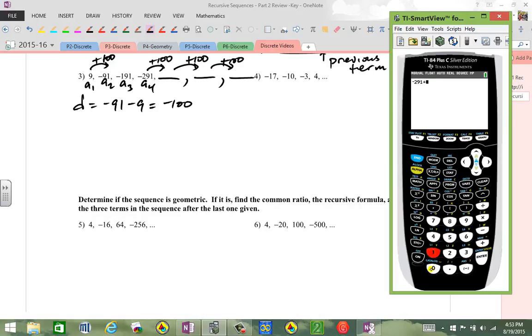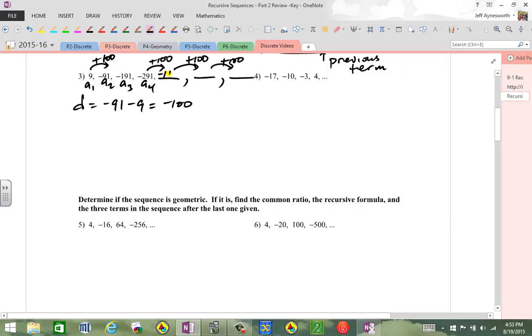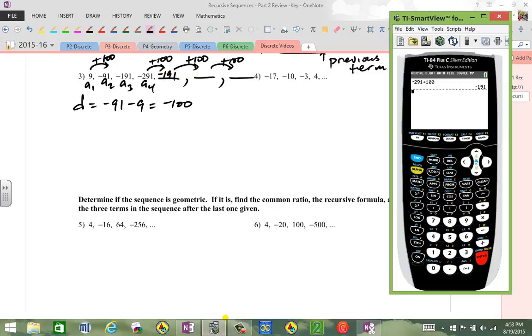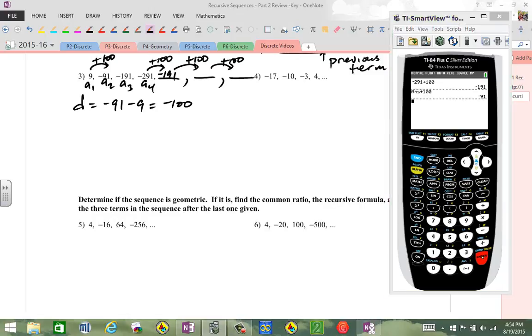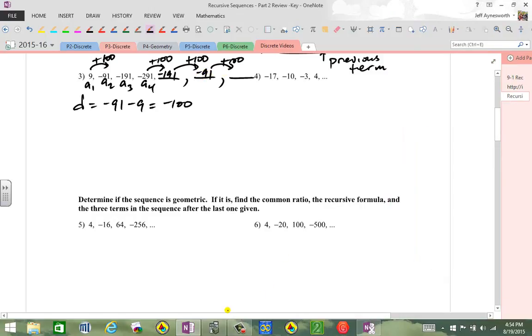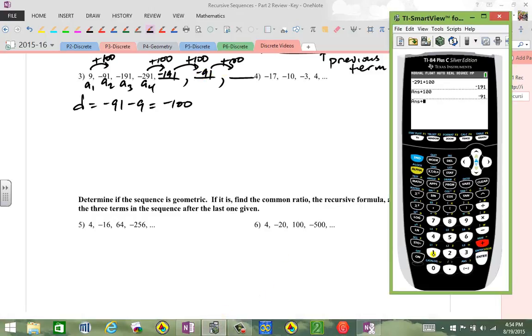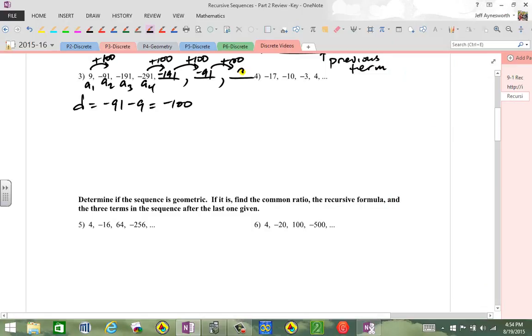So plus 100, boom, right there, negative 191. Negative 191. Then you add 100 again, and you just keep pressing the plus symbol, right? Add 100, excuse me. You get negative 91. And then you add 100 again. So plus 100, and you get 9. Okay, now recursively, how do we do that?